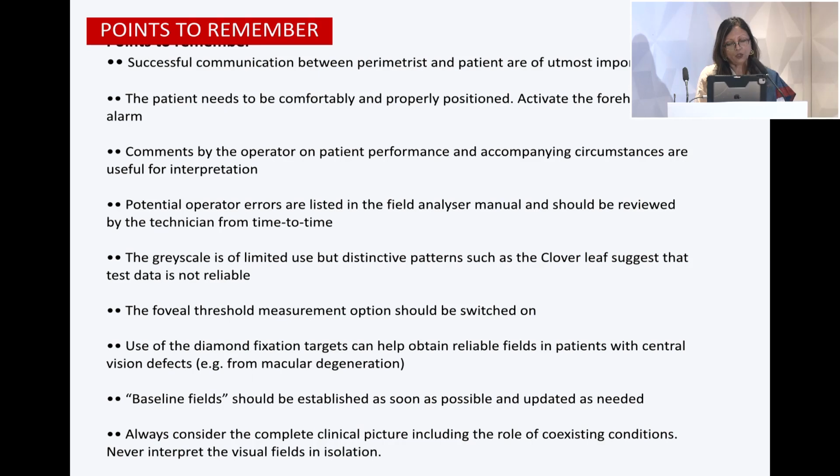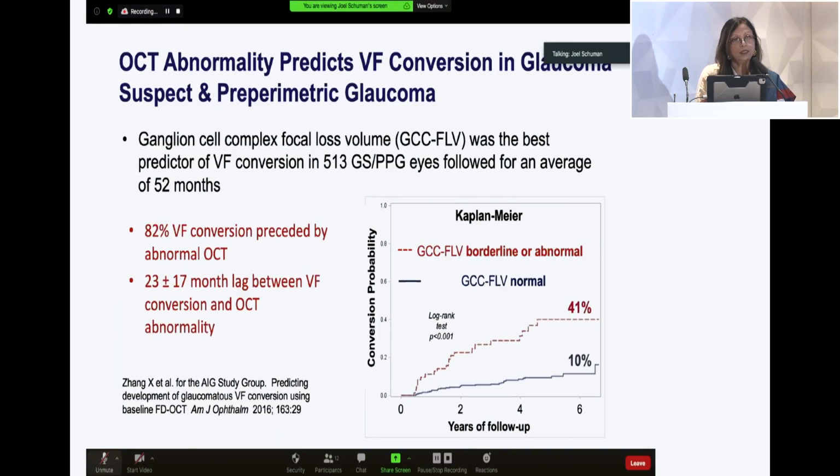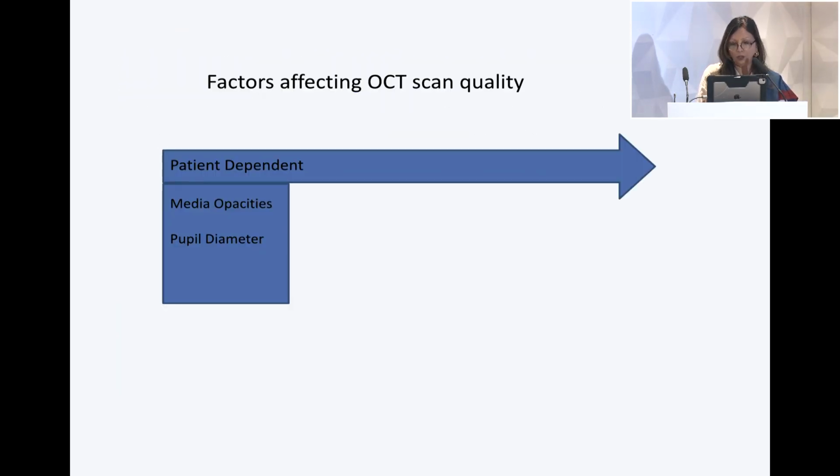The foveal threshold measurement option should be switched on. Use of diamond fixation targets can help obtain reliable fields in patients with central visual field defects. Baseline fields should be established as soon as possible. This is very, very important in glaucoma diagnosis. You need to establish a baseline field, and that's going to be your parameter when you follow the patient in future. And always consider the complete clinical picture, including the role of coexisting conditions. Never interpret the visual fields in isolation. Clinical relevance is always important.